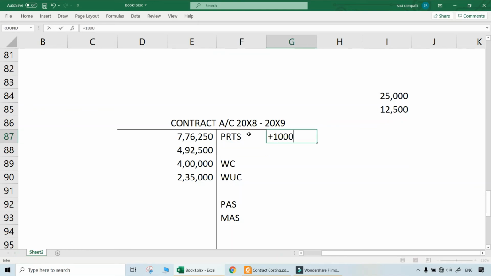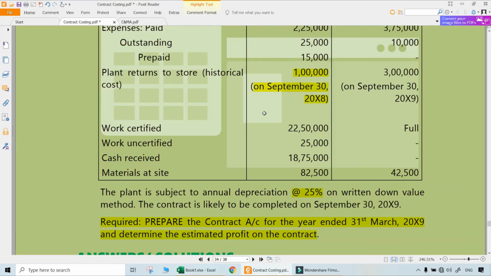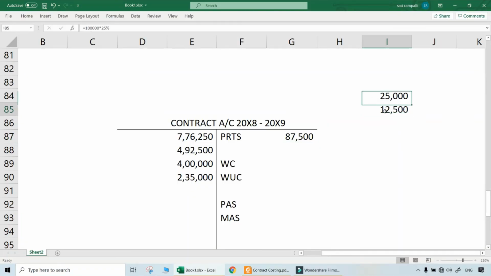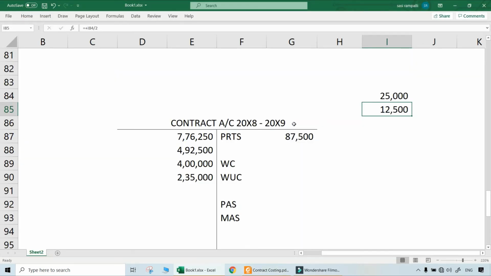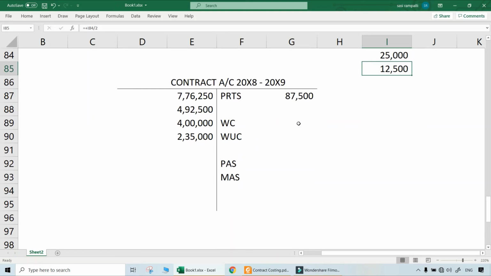It will not be 1 lakh. 1 lakh minus depreciation. Automatically that 12,500 is there on the debit side already. So the real worth of the plant returned back to the store was 87,500 only. That is the adjustment to be done. For plant returned, we have to provide the depreciation for those months for which that plant was used for this contract. So we cannot say 1 lakh historical worth of machine means automatically 1 lakh will be credited. No, 87,500 only is credited to the contract account.